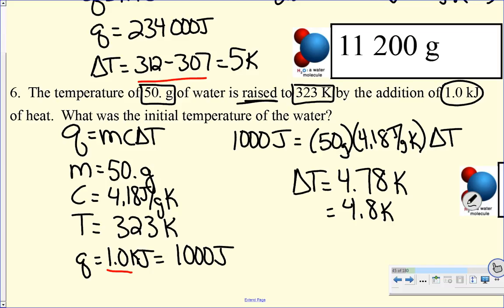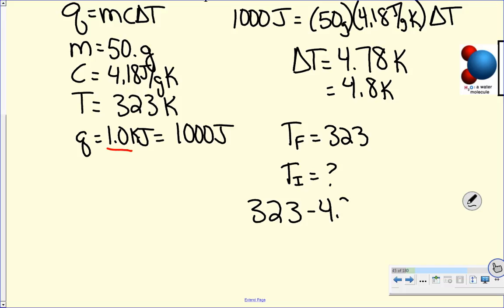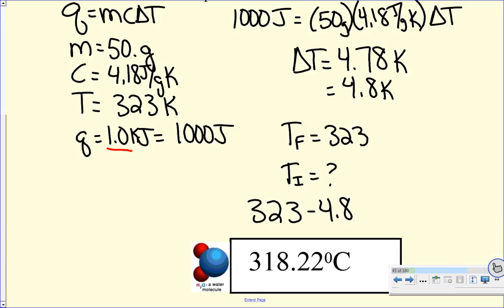So they told me that I am adding heat and raising the temperature to 323. If I'm adding heat and ending up at that temperature, that means I used to be at a lower temperature. So my final temperature is 323. What I want to know is my initial temperature. So I am now at 323, and I made the temperature go up 4.8 degrees. So 323 minus 4.8 is going to give me my final answer. I guess I haven't quite rounded in that one, of 318.22 degrees Celsius.